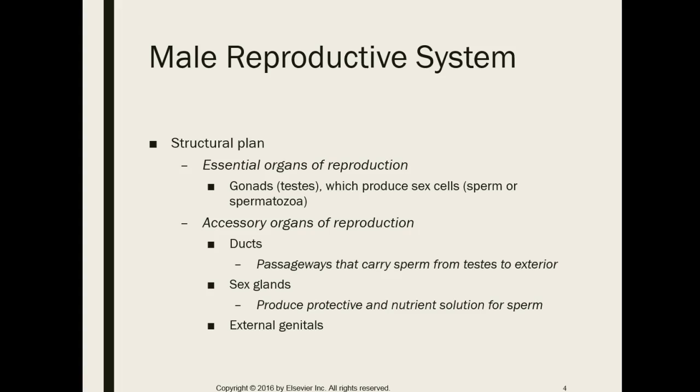So we'll start with the male reproductive system. So the essential organs of reproduction are going to be the gonads, or the testes, which actually produce the sex cells. And then the accessory organs are going to be ducts. And there's multiple passageways that we'll talk about that will carry the sperm from the testes to the exterior of the body. Sex glands, which produce protective and nutrient solution for the sperm, and then the external genitalia.